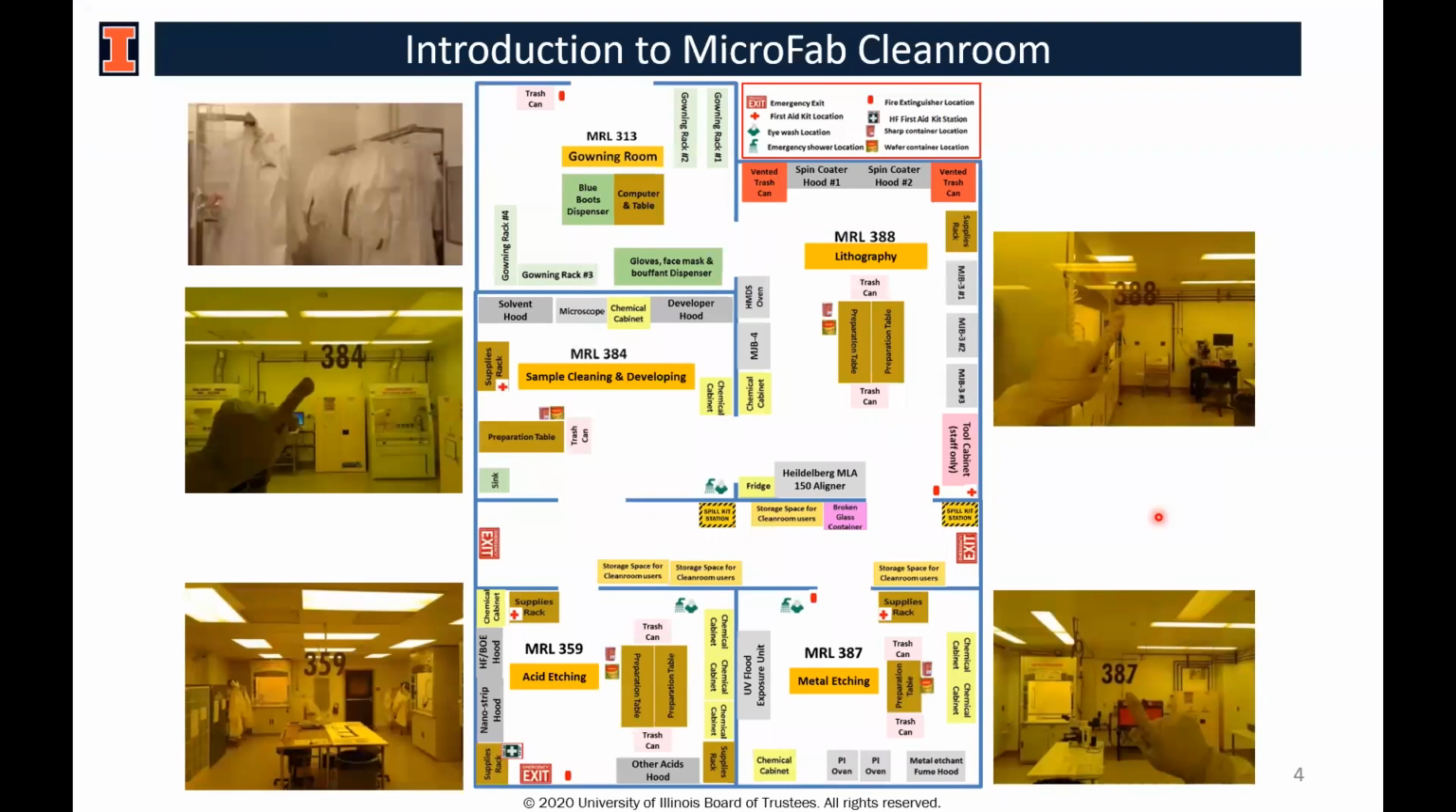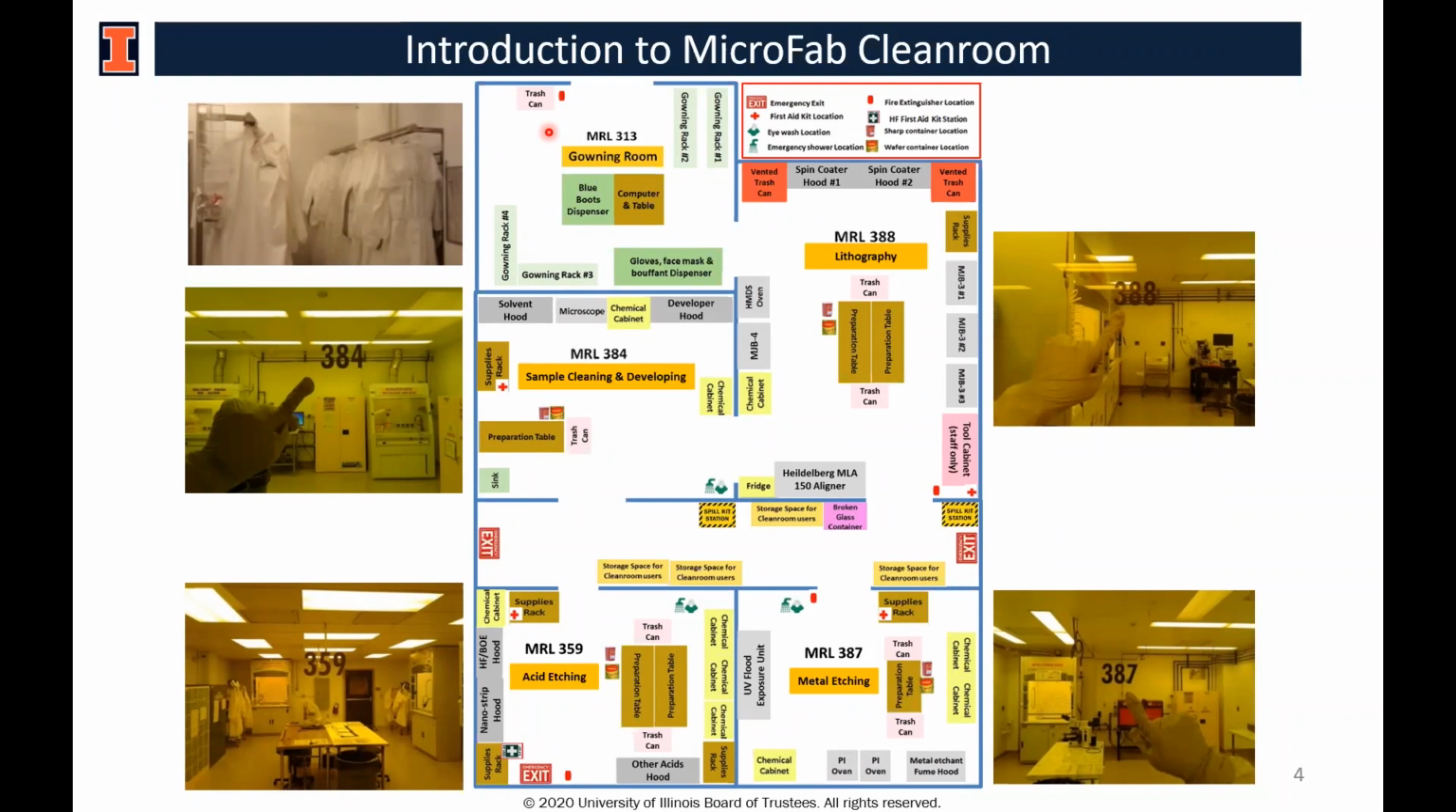Here, please take a look at the map of the MRL major cleanroom. This is basically the introduction to the cleanroom area. As you can see, 313 is the gowning area where you need to get gowned up to get into the cleanroom. Well, why do we need to get gowned up? Because we need to keep the cleanroom clean. From its name, we know that the cleanroom is a clean area for micro and nano fabrication processes.